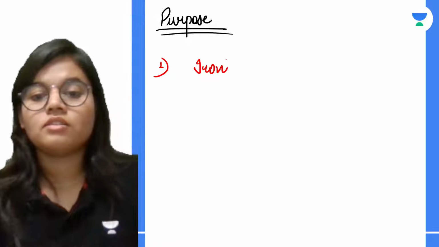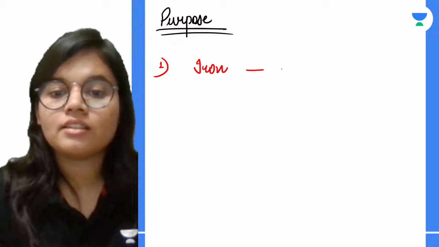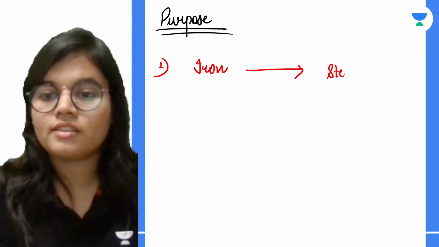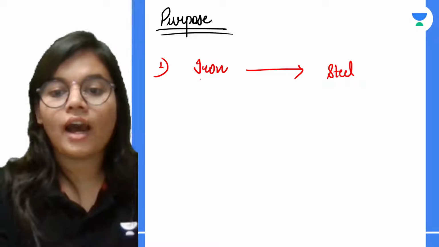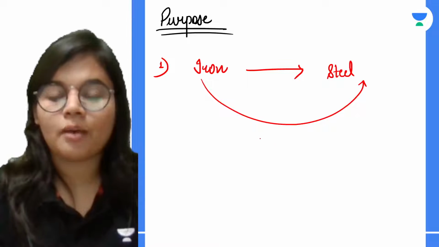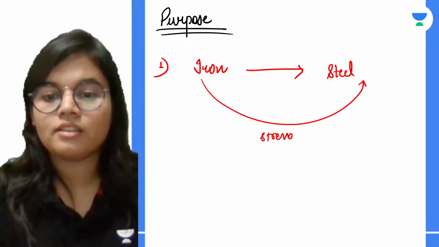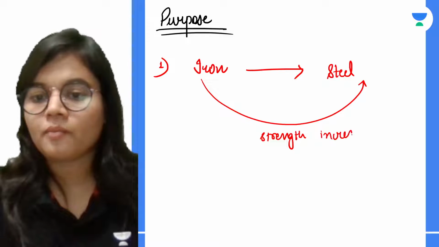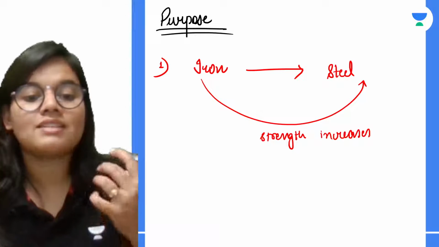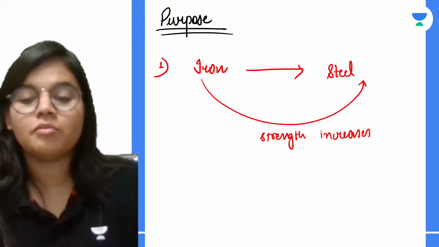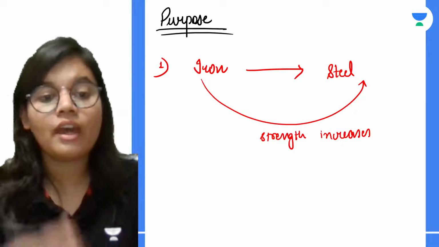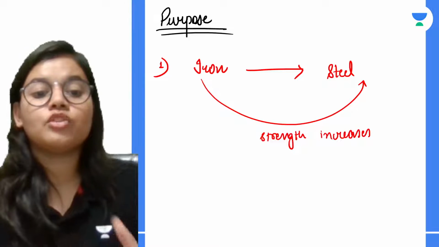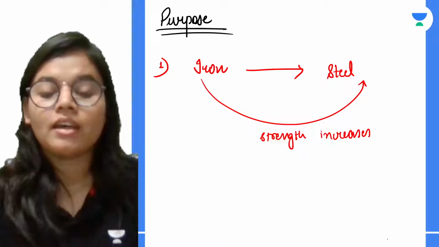Okay, let us take the case of iron. Suppose we want to increase the strength of the iron. What are we going to do? We are going to make it steel. So going from iron to steel, what is happening? The strength is increasing. Now how to form the steel? We are mixing some other metals or a non-metal with iron. And what is happening is that changes are coming in the properties of our iron, right?